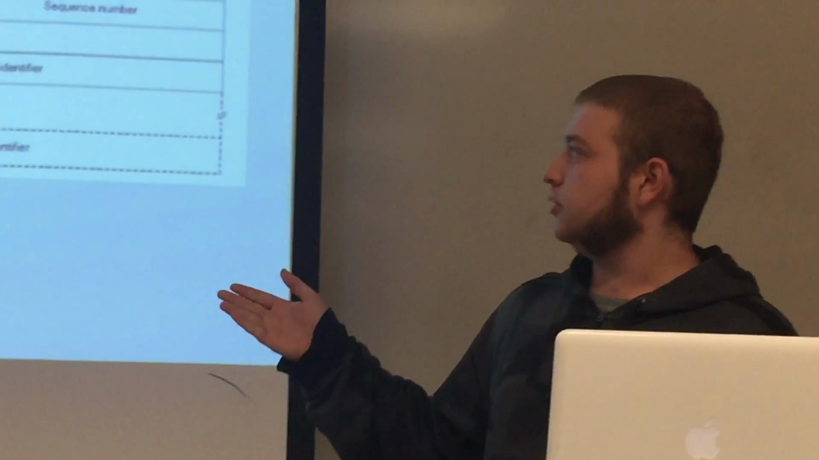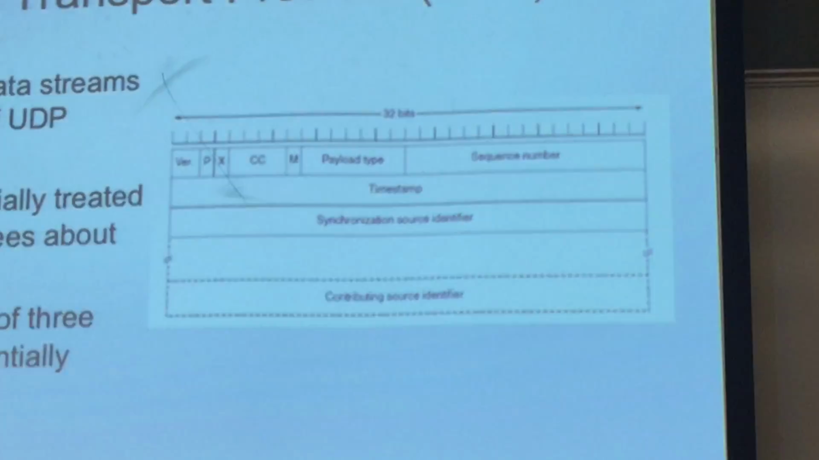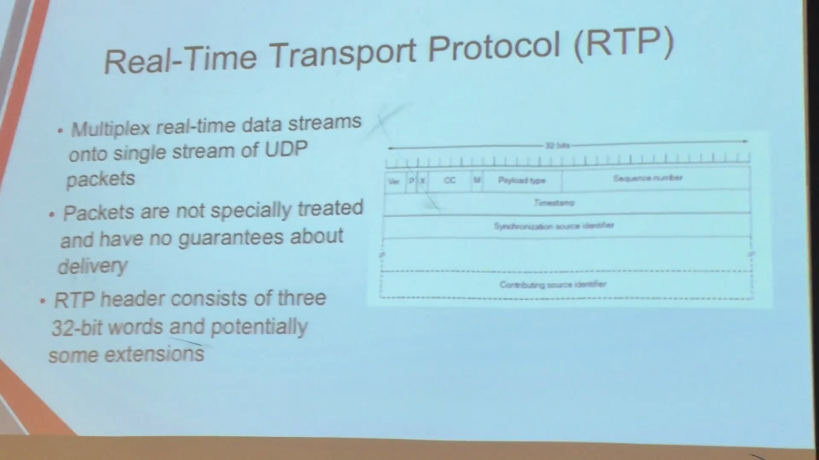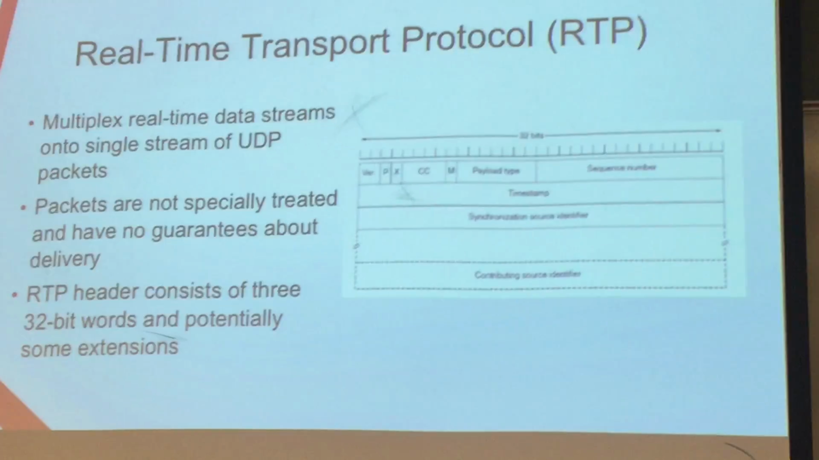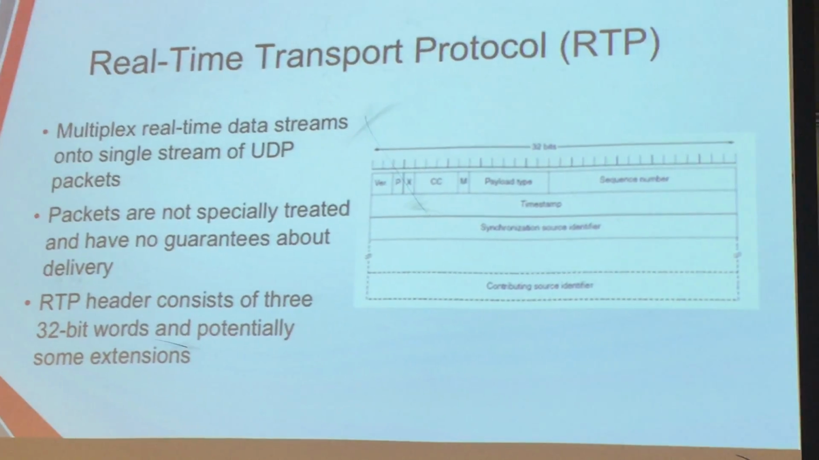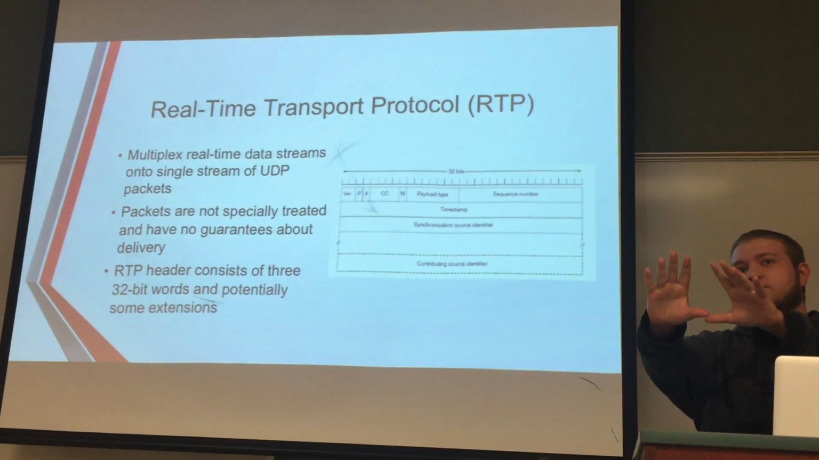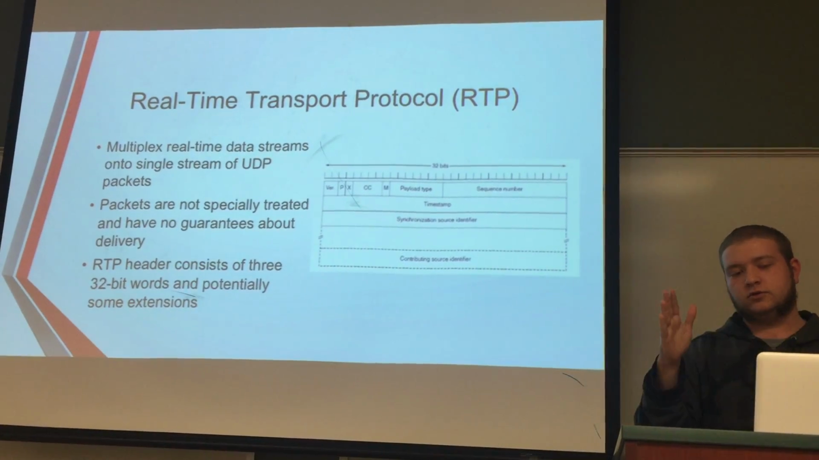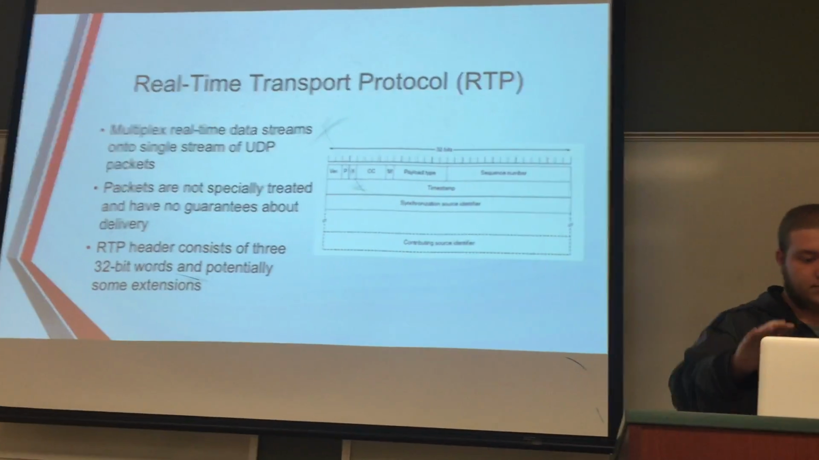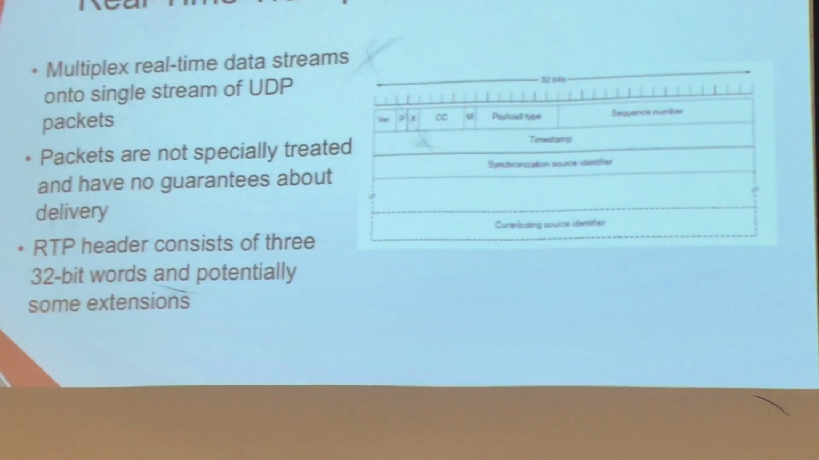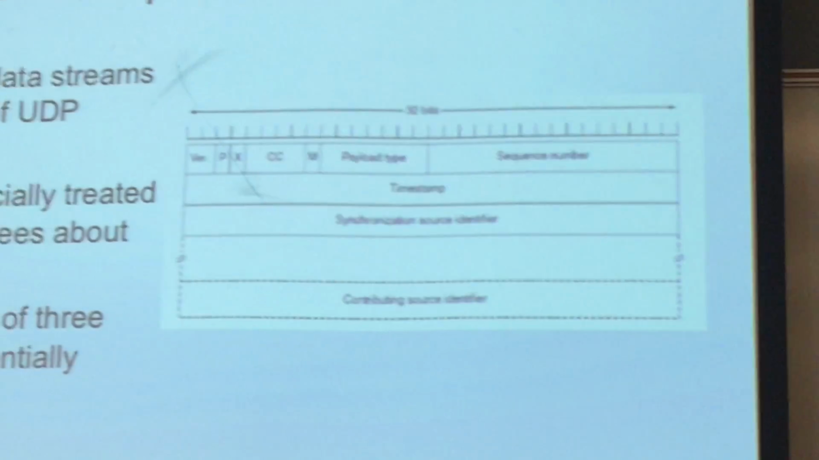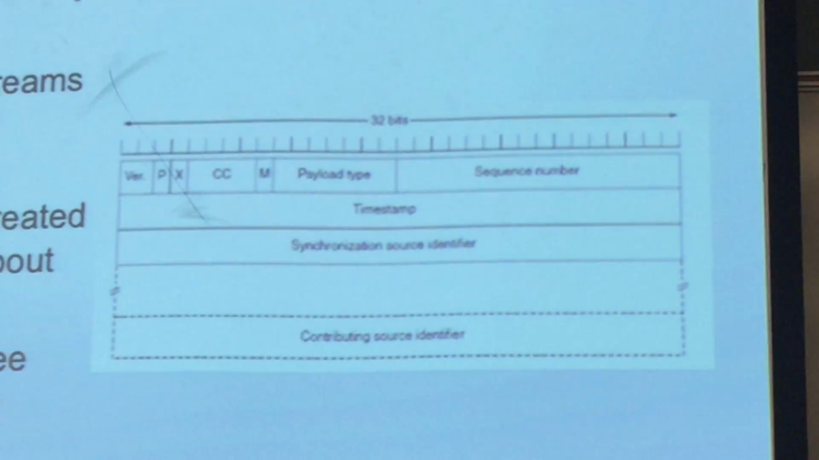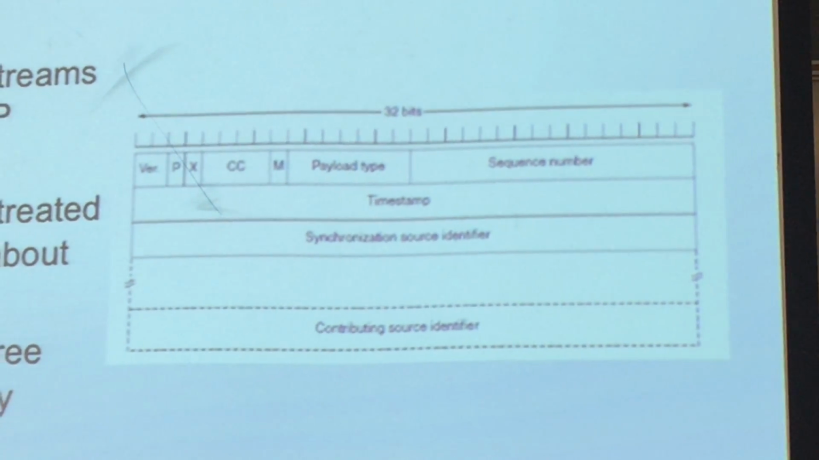Real-time transport protocol is mostly used for entertainment because it takes a bunch of different data streams and shoves them together in the network, then pushes them through, and then they unfold. It's used a lot for media center stuff.